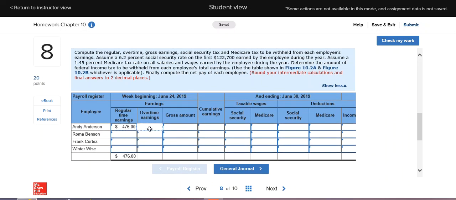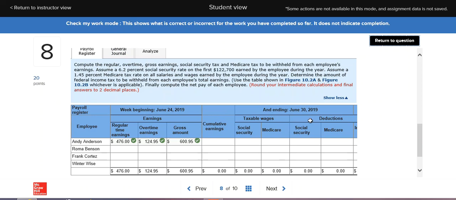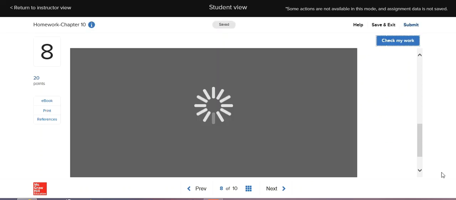And that goes here, $124.95. So his gross amount should be the total of those two, $476 and $124.95, $600.95. Let me make sure I did my math right before we go on, or the whole rest of the thing will be wrong. And it says it is.